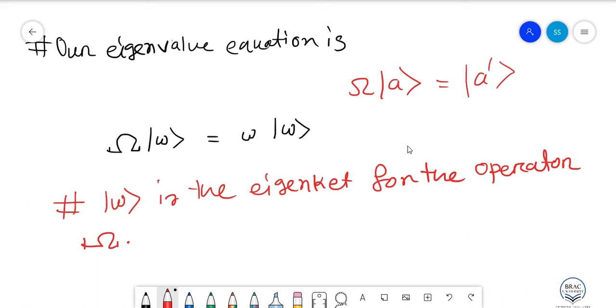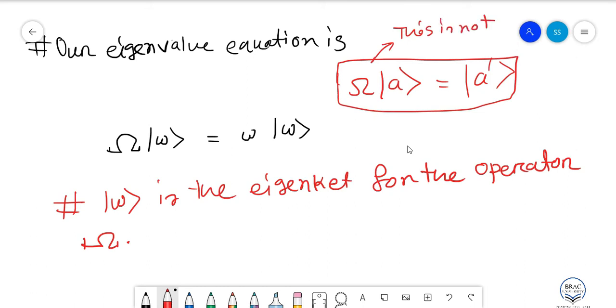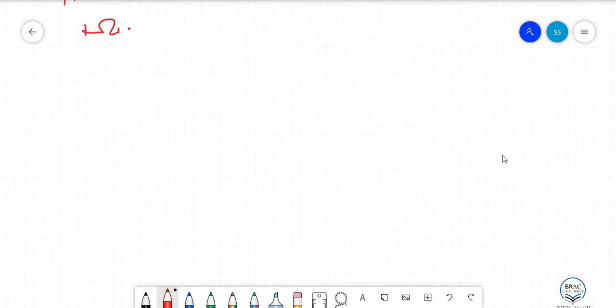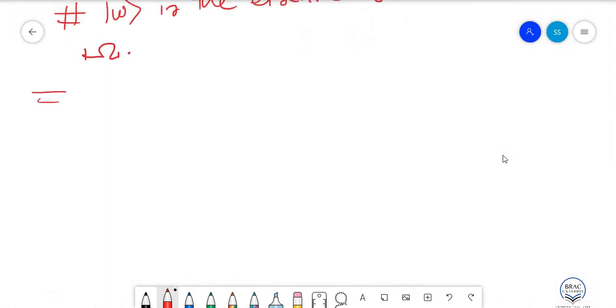So this is not an eigenvalue equation. This is not an eigenvalue equation. This is our eigenvalue equation over here. Because see, think of it like this. So now I'll discuss the geometrical picture of it. So let's give it a title, geometrical picture.